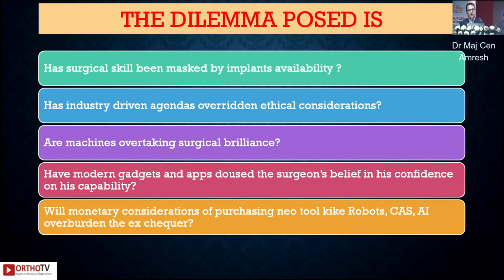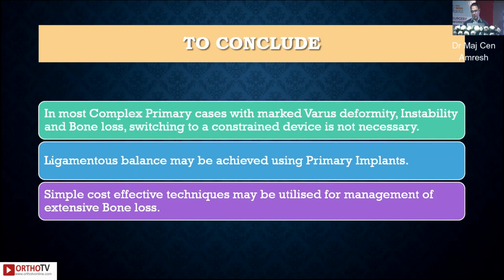So the dilemma posed is, where are we heading? Has surgical skill been masked by availability of a variety of implants suiting conditions? Has industry-driven agenda overridden ethical considerations? Or are machines overtaking surgical brilliance? Have modern gadgets and apps doused the surgeon's belief in his capabilities? Or will monetary considerations of purchasing new tools lead the way for the future?